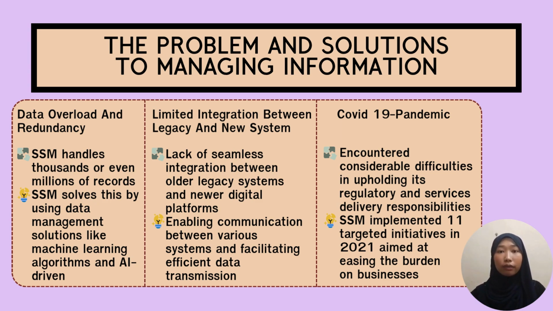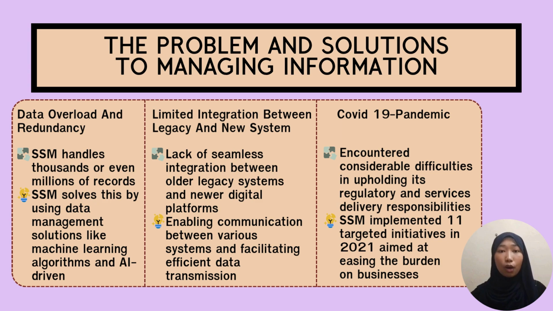Next, there's the issue of limited integration between legacy and new systems. While SSM has moved forward with digital platforms, some older systems are still in use and don't work well with some new technology. This slows down processes and causes communication problems. To improve this, SSM introduced APIs, middleware, and cloud integration to connect old and new systems. They're also moving data step by step to newer platforms to avoid service disruption.